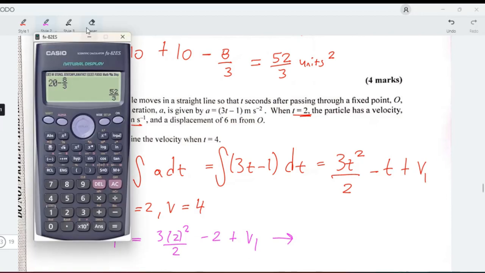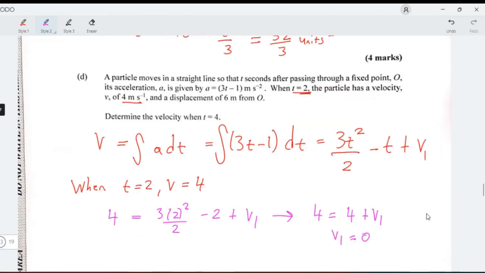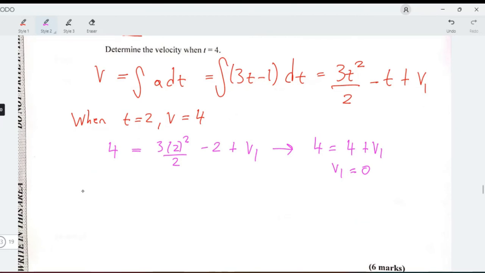Let me just put in the calculator because I lost track of what I was saying. Sorry about that. So I put that in the calculator and I get 4. This is saying 4 is equal to 4 plus V1. The V1 is definitely 0. Since V1 is 0, then that means our velocity formula is just 3t squared over 2 minus t.